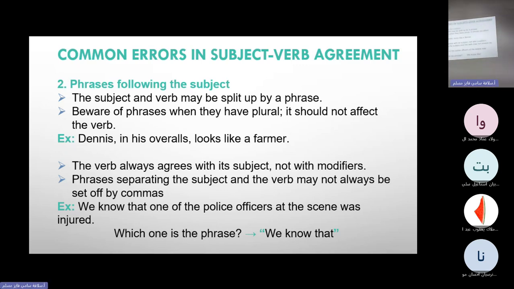Sorry, remind me of your name? Maymuna. Read the example. Which one is the phrase?